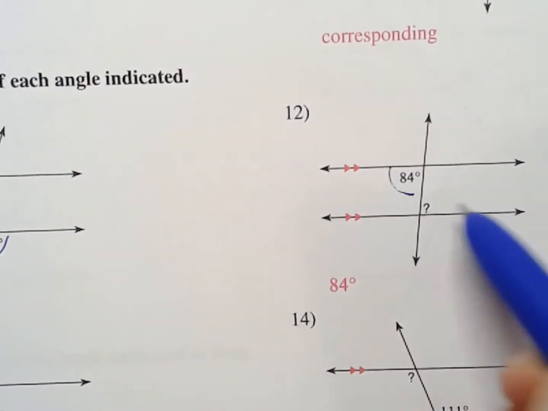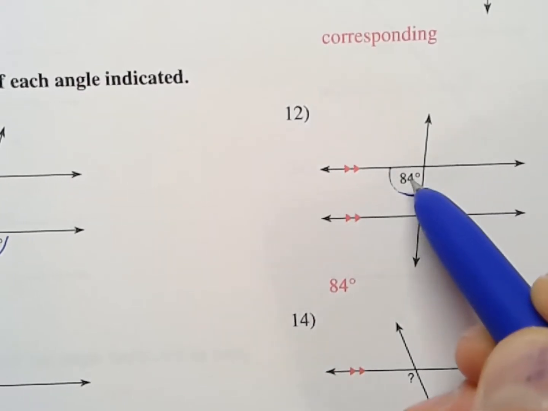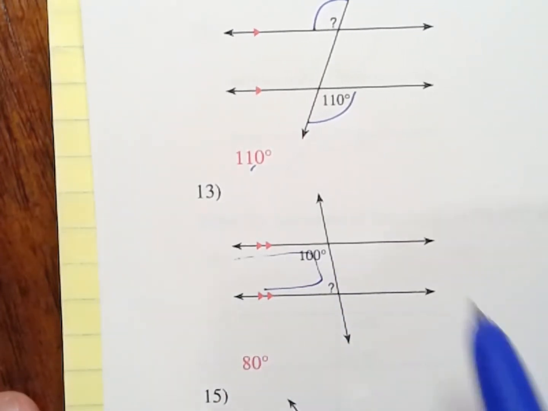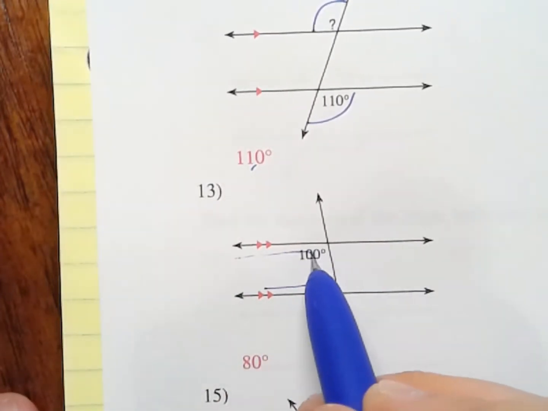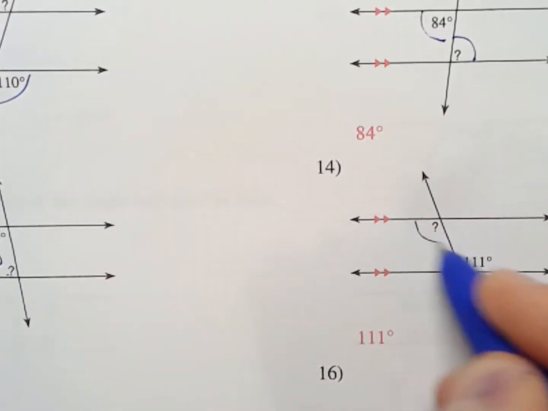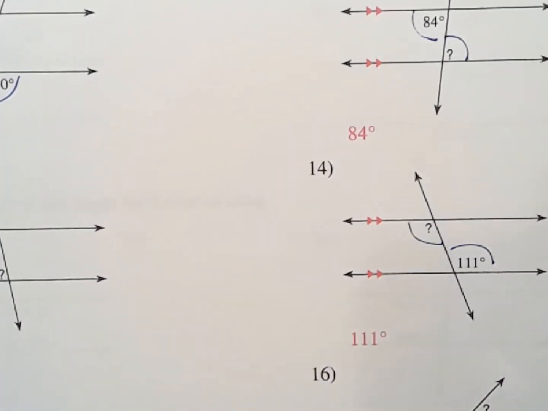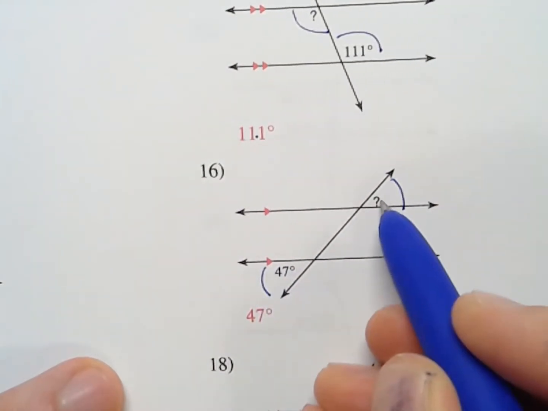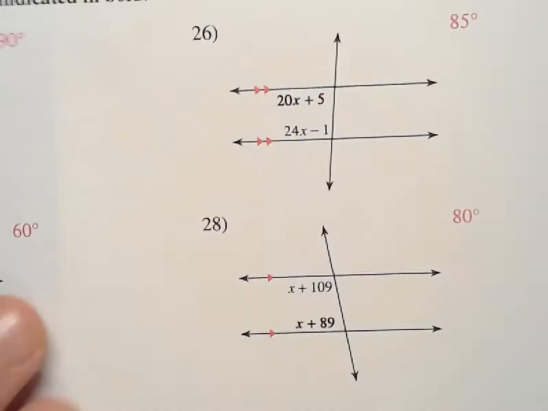These are alternate interior, so the question mark is congruent to the 84. These are consecutive interior, right? And so it's going to be supplementary. If that's 100, then this has to be 80. These are alternate interior, so they're congruent, so the question mark is 111. These are alternate exterior, so they're congruent, so the question mark is 47.